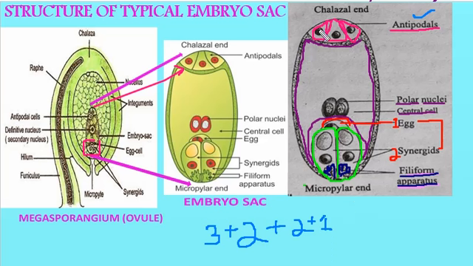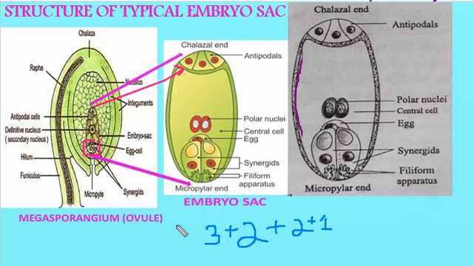Which are the 8 nuclei? 3 nuclei from the antipodals, 2 nuclei from the central cell, that is 2 polar nuclei, then 2 nuclei from synergids, 1 from each, and 1 nucleus from egg. So this is the structure of typical embryo sac. Here you need to practice the diagram of embryo sac. This black and white diagram I have taken here so that it will be easy for you to draw the diagram.